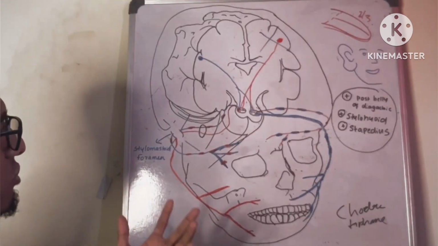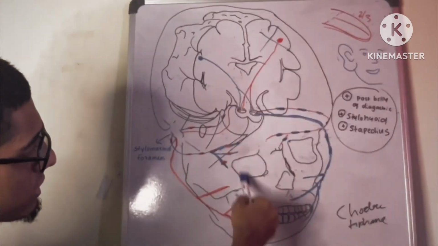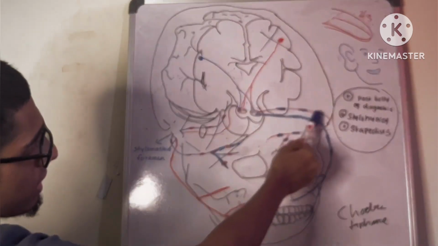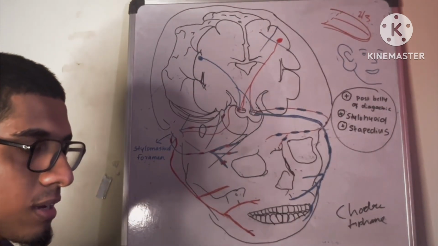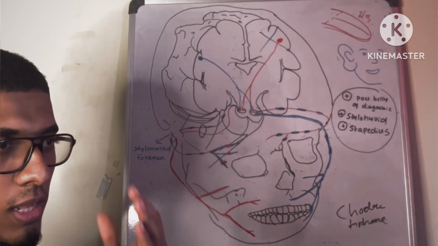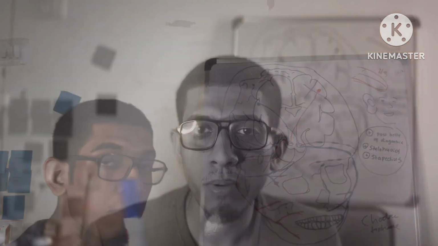This is something you need to understand regarding Bell's palsy. The contralateral side supplies the lower part, and the upper part is supplied by both the ipsilateral and contralateral sides. That is why, when a patient comes to you, or if you are the patient, and you feel you can move the upper part but the lower part is affected, that might be a stroke.